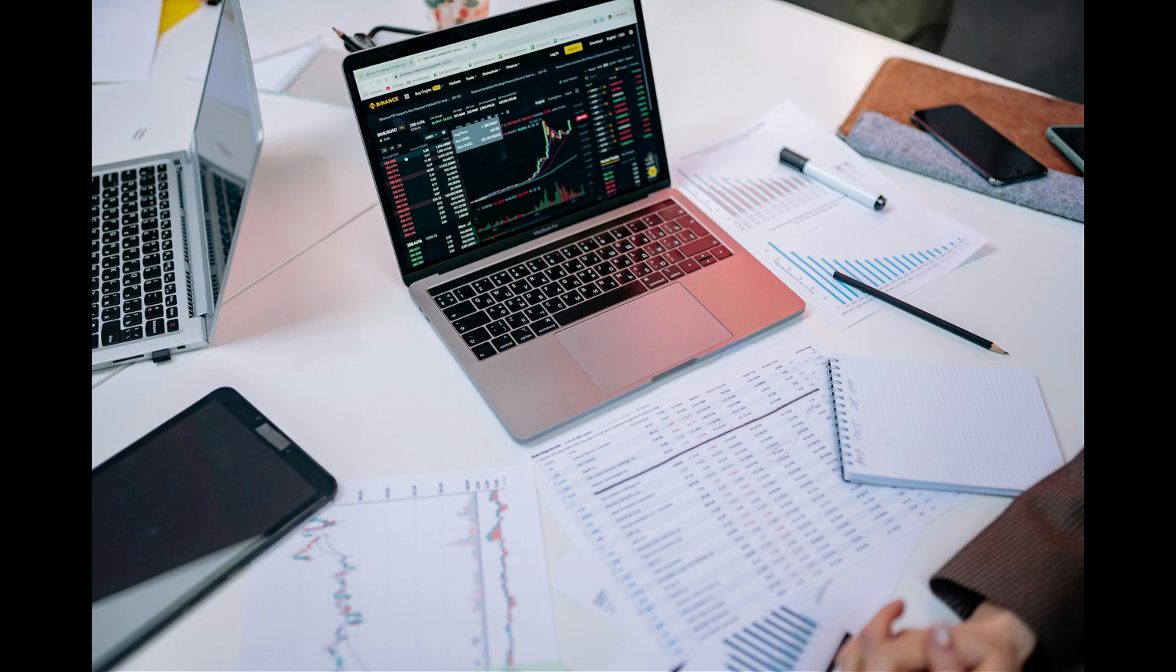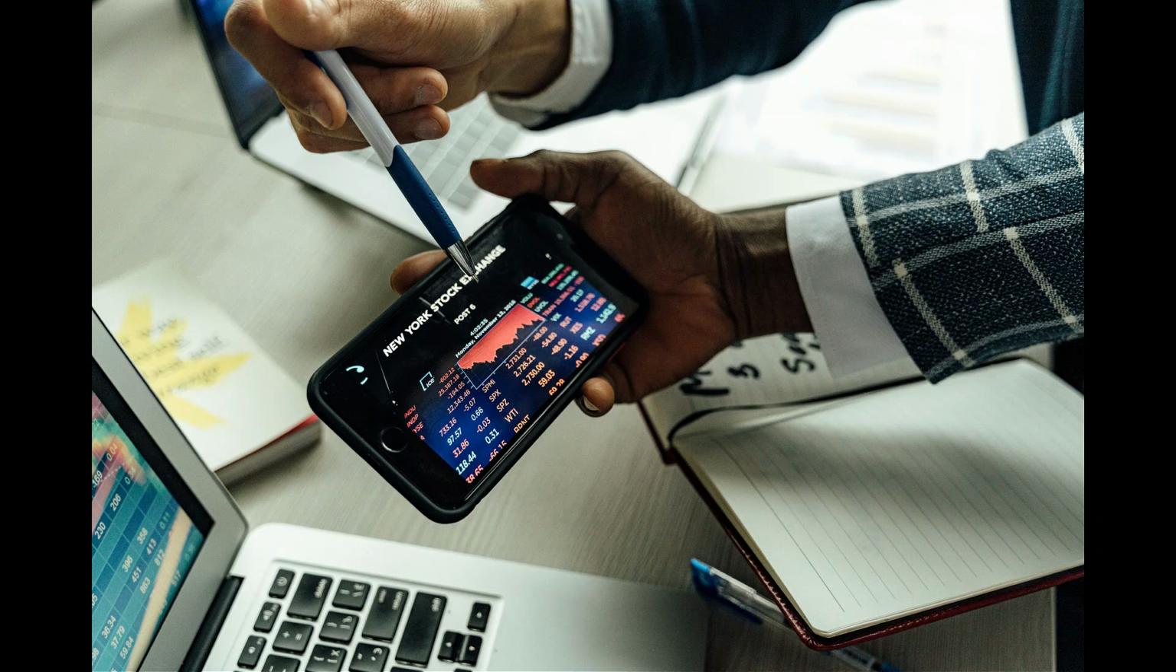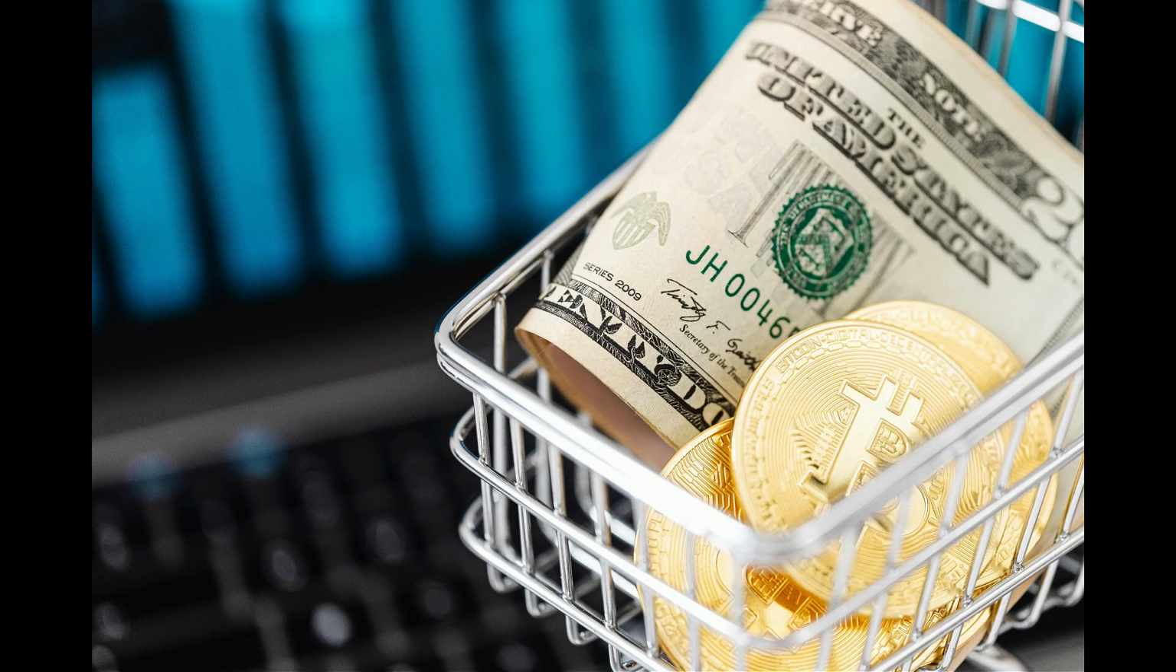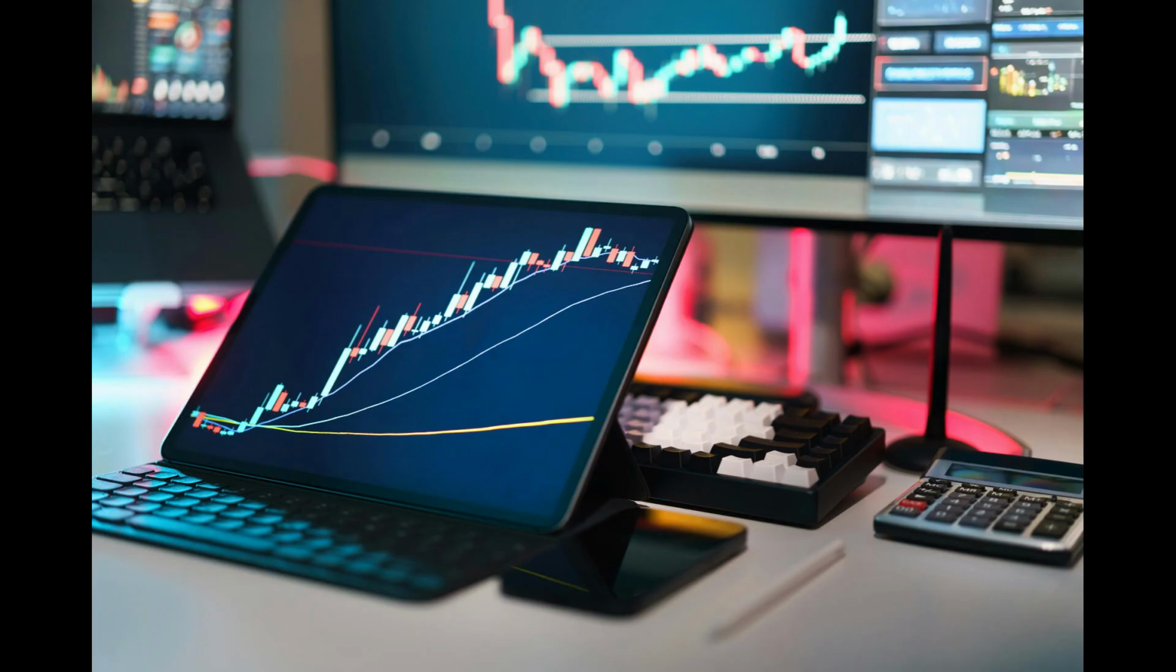MACD: the MACD histogram is still in negative territory, but the red bars are shrinking, and the signal line is starting to curl upward. That's a hint that bearish momentum is fading. We could see a bounce in the dollar soon, or at least a pause in the sell-off price action.